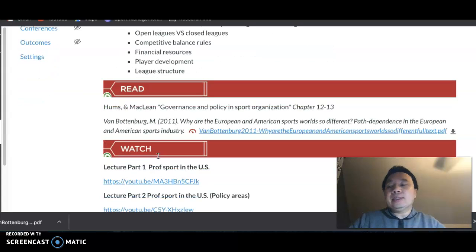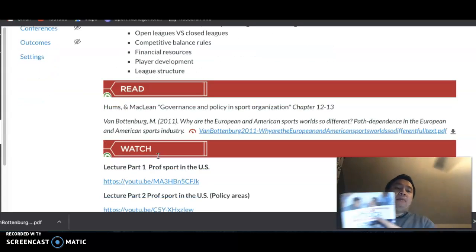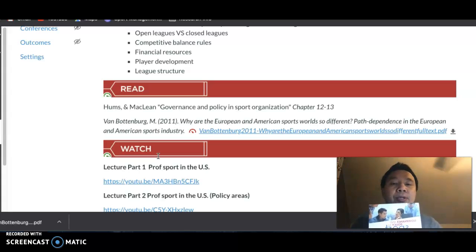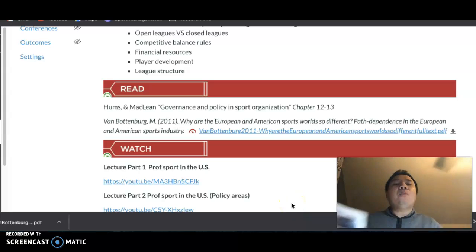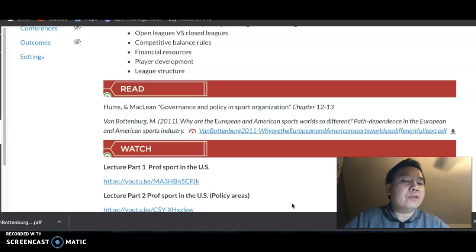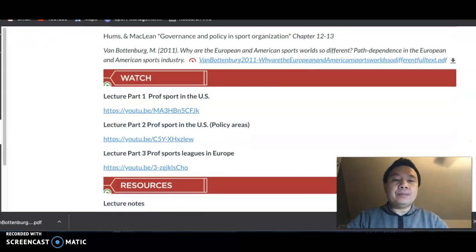Okay, the readings: again, the textbook is the main source for you to complete. I'm asking you to read two chapters, chapter 12 and chapter 13, and also these articles that explain why European and American sports are so different. It's actually a very interesting read, about 20 pages. So you can go and read these and get some idea why in the US and Europe we organize sport completely differently.